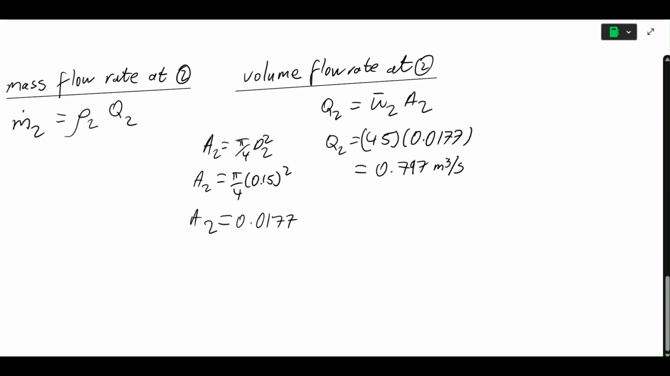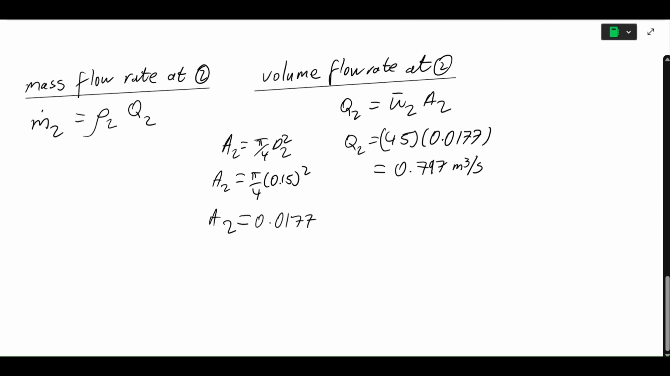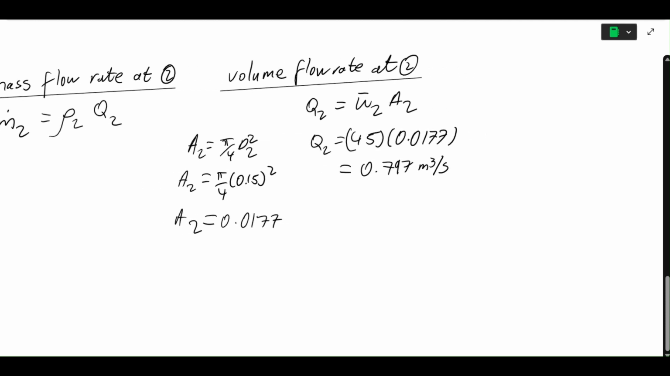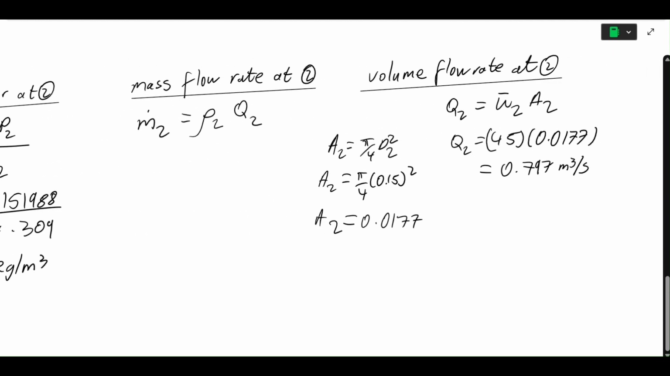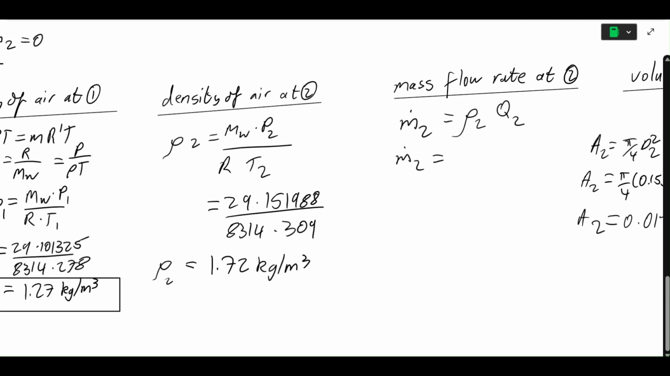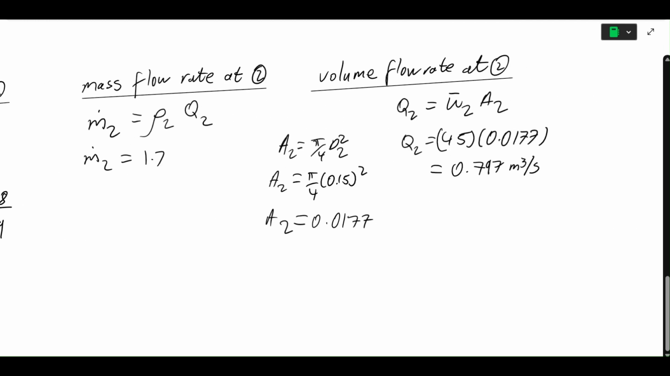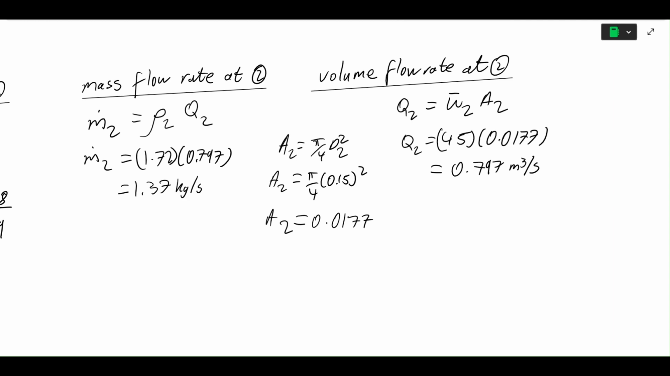So the volume flow rate at 2, beautiful. I think that is it. Mass flow rate, volume flow rate. Okay, cool. Now we can find the mass flow rate at 1. First, we'll have to finish this off. So the mass flow rate at 2, so M2 is equal to 1.72 times by 0.797, which is 1.37 kilograms per second.